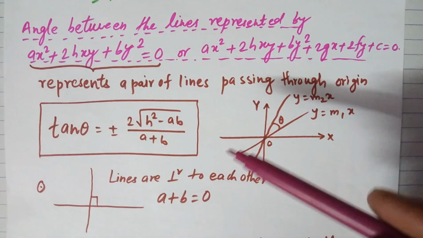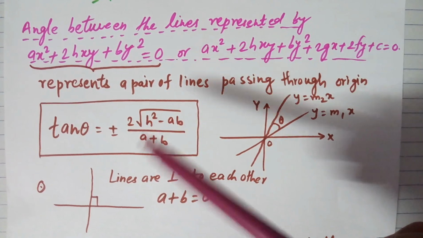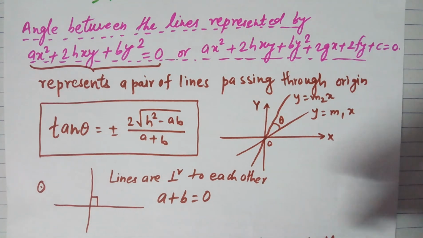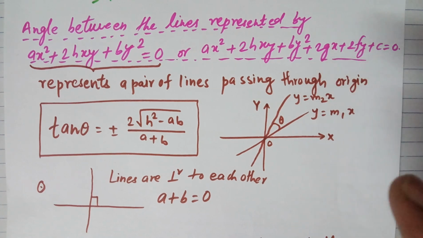So here you see that we are going to calculate the angle between the pair of straight lines, which is represented either by ax square plus twice hxy plus by square equal to 0, or ax square plus twice hxy plus by square plus 2gx plus 2fy plus c equals to 0.